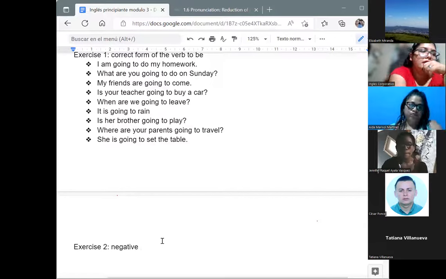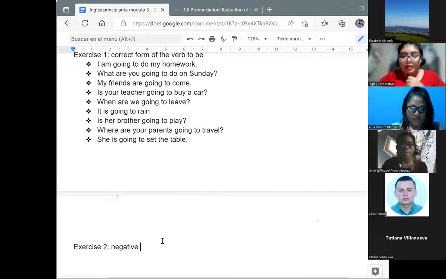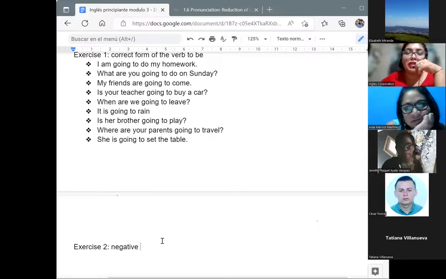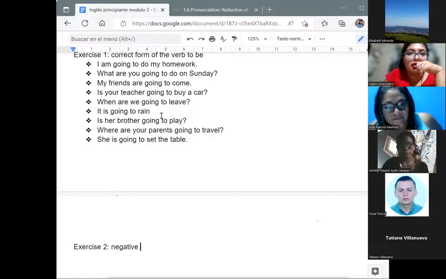And in this case, in the negative part, I have like the beginning and the ending. Solo les voy a poner el principio y el final y ustedes van a construir lo demás. Ustedes van a ver qué es lo que le falta a la oración. En este caso ya saben que es el verbo to be, el negativo y algo más. So I'm going to write just the beginning and the ending of the sentence. Let's see.